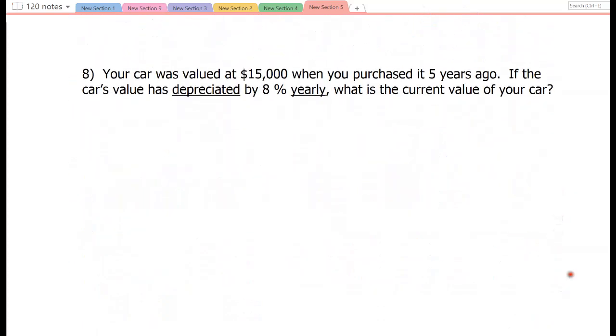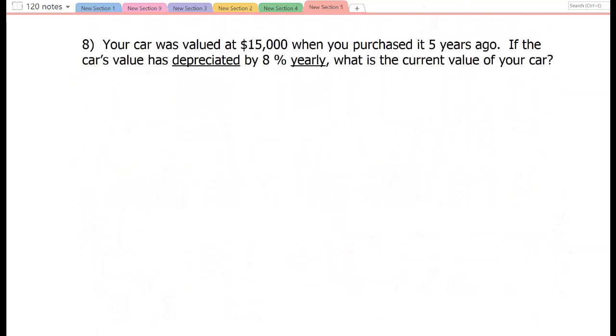The last one, I wanted to come back and do another depreciation example. So this is the last one. So your car was valued at $15,000 when you purchased it 5 years ago. If the value of your car depreciates by 8% per year, what's the current value of your car? So this is another one of those loss types, like the first one we did.